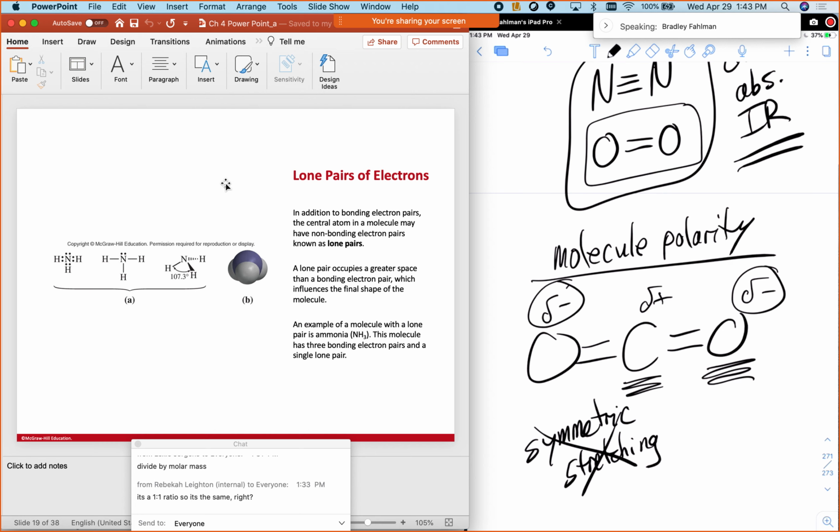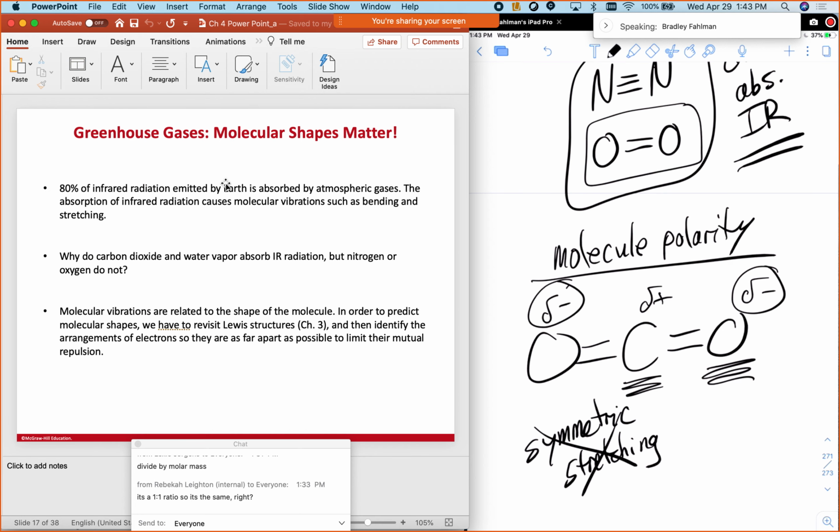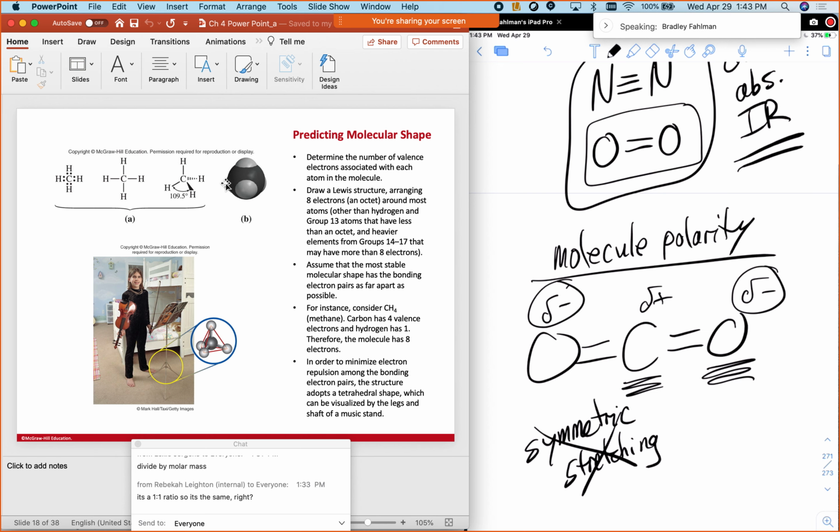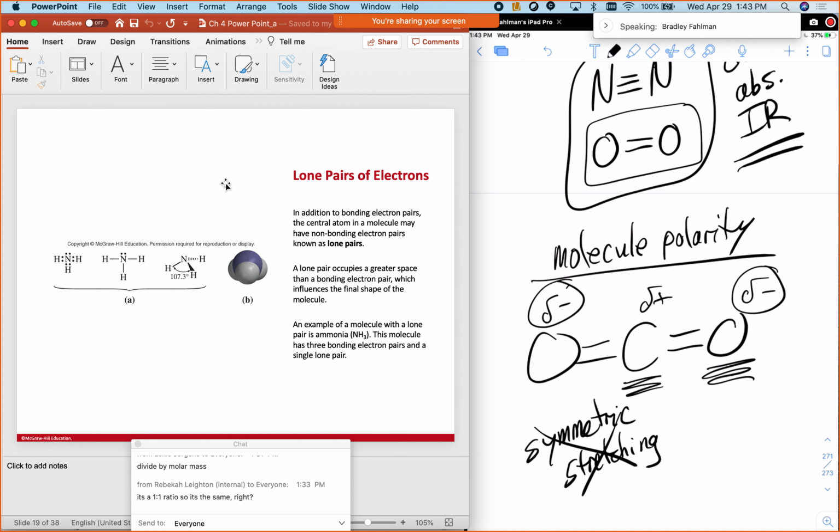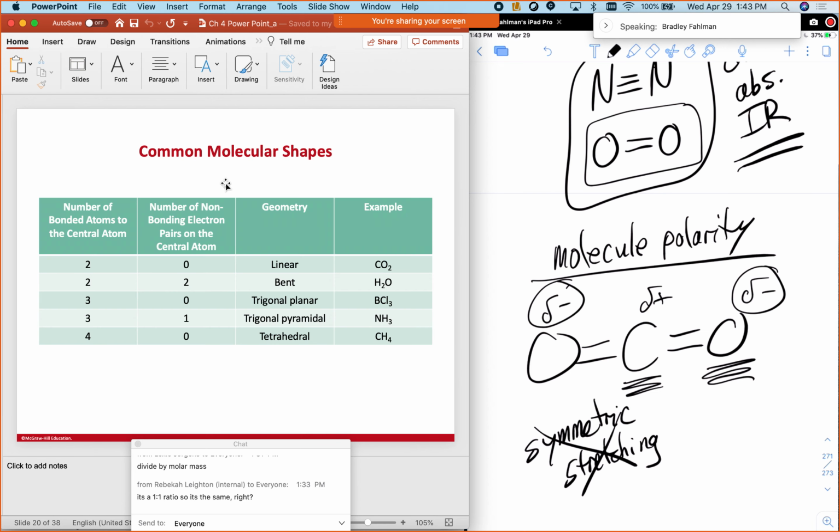All right. So, yeah. So I guess with that came different shapes of molecules. Okay. So this is the key table to know for the exam.